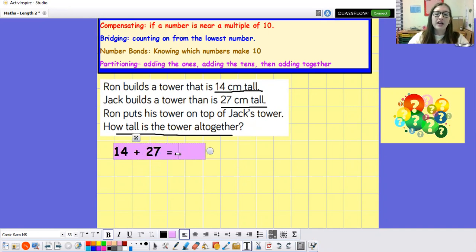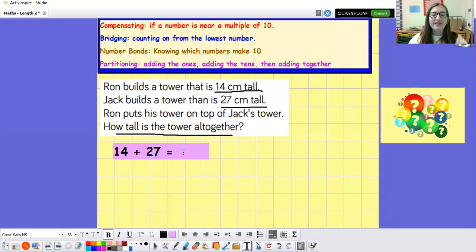So I wonder if you can add those two numbers together without using the column method. Maybe you might want to count on from 14 till you get to 27. Maybe there's some number bond knowledge you can use. You might even need to partition. So pause me now and see if you can figure out that one. What do you reckon? What answer are you going to get?